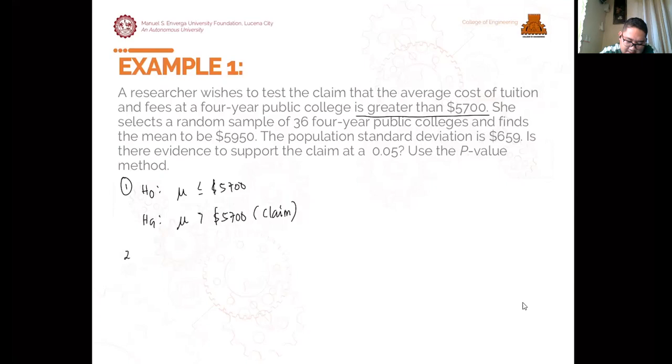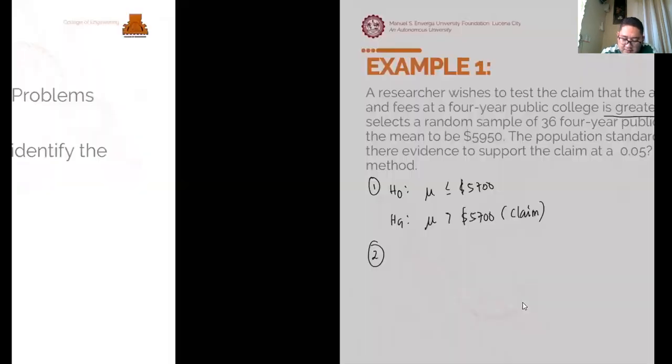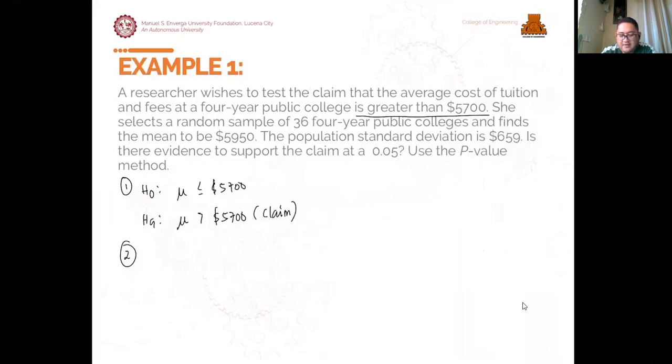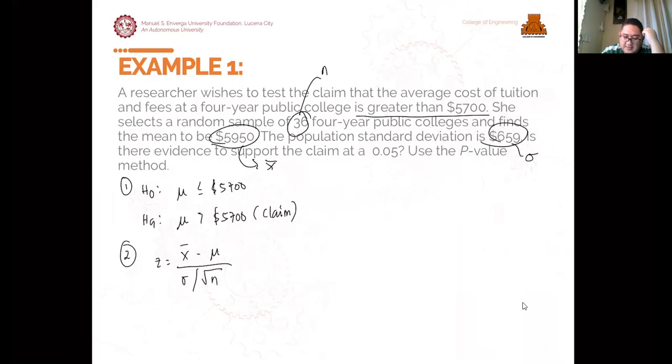Okay? Next is, kunin daw natin yung test value natin. So, test value natin is using lang din yung formula na ito. So, kailangan lang natin hanapin yung mga values niyan. So, dito, she selects a random sample of 36. So, ito yung n natin. And finds the mean. So, ito yung sample mean natin. The population standard deviation. So, ito yung sigma natin. Is there an evidence to support the claim at 0.05? So, ito yung alpha natin.